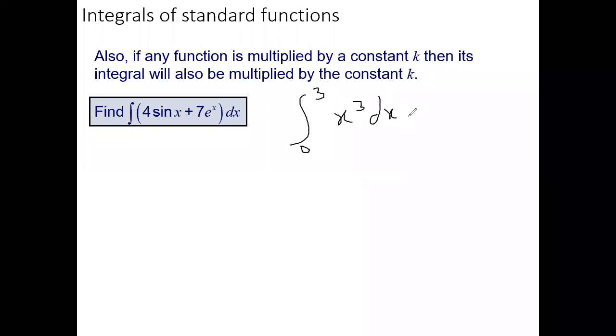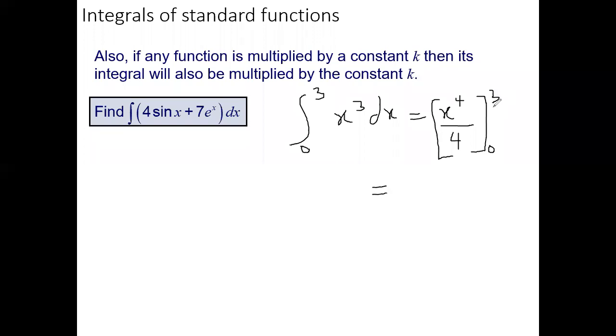Here the key difference is you integrate, just like we know, which will be x raised to the power 4 over 4. But in this case, because you'll be putting in the lower limit and the upper limit into the function, you don't have to bring the constant of integration.